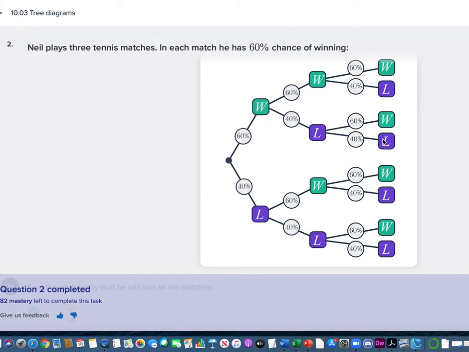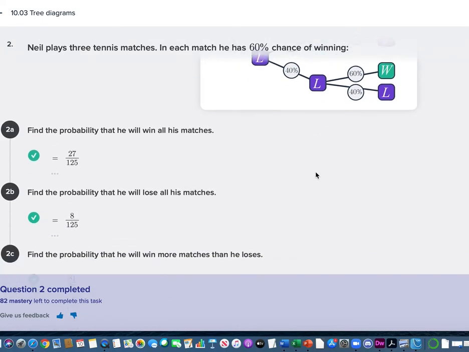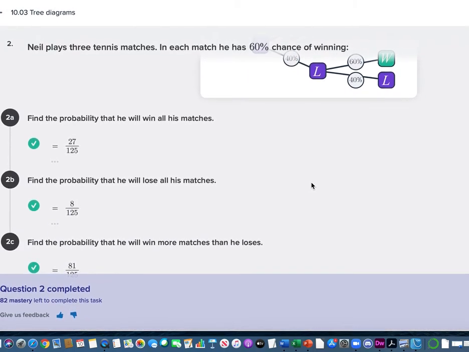We don't want the win, loss, loss, but we want this first one in the losses. We want the loss, win, win. Now, all those, loss, win, win, or win, loss, win, or win, win, loss, they're all going to be the same probability because the probabilities aren't changing each branch. Alright, so they're all going to be 18 over 125. So what we can do is add them all up. So 18 plus 18 is 36, plus 18 is 54, plus 27 is 81. So we know that it's going to be 81 over 125. Alright, and that's what we get.